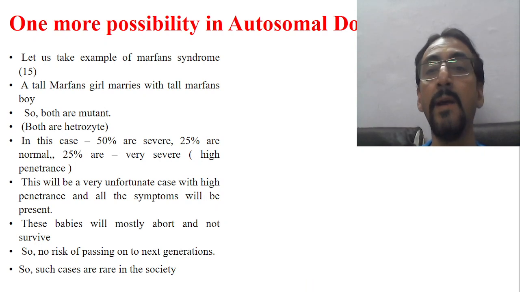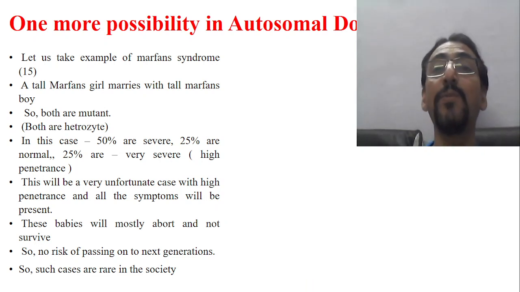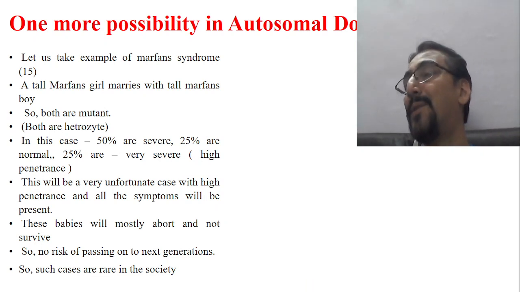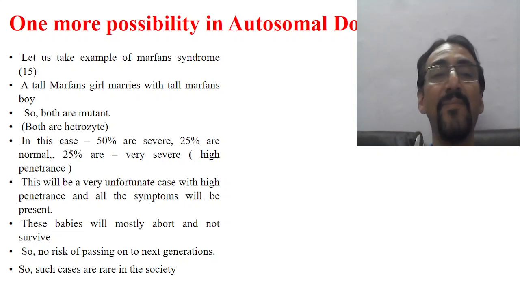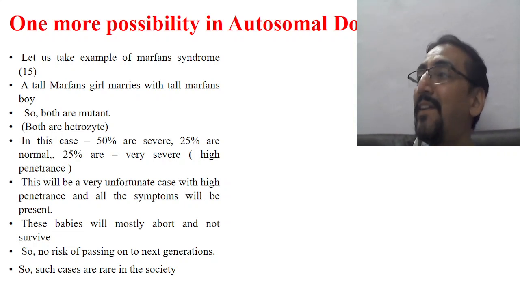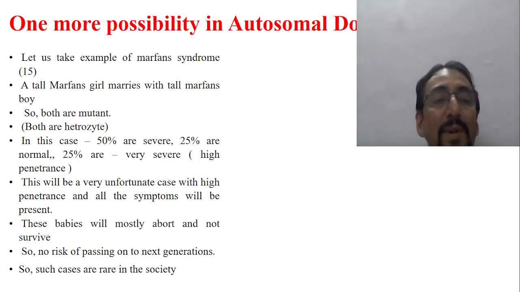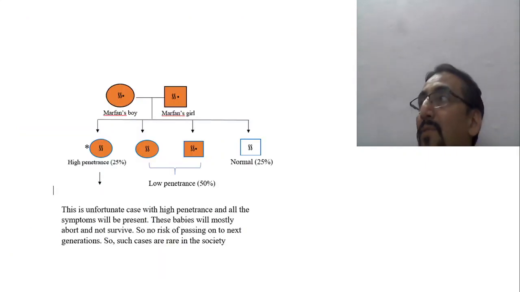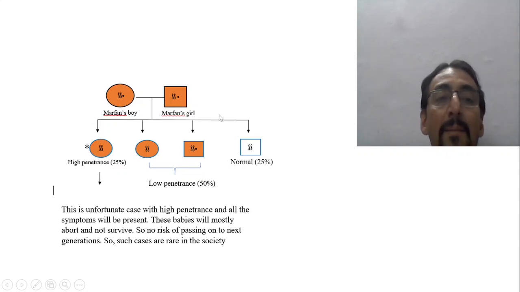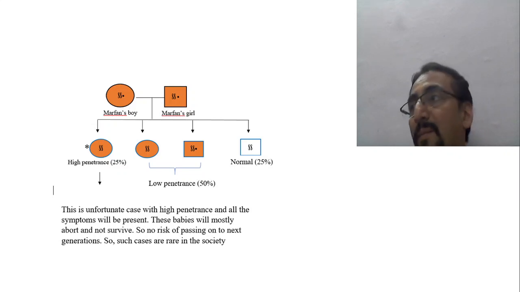Now there is one more possibility in autosomal dominant disorders. What is that? This is quite interesting. You take this example. Now suppose you are taking a Marfan's baby. The lady is a Marfan's lady, and the boy is also a Marfan's boy.